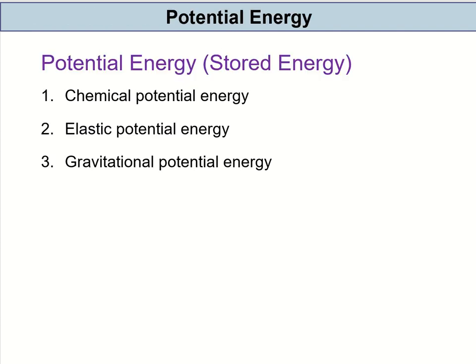So let's focus on potential energy first. Now, potential energy simply means energy that is stored. The energy is stored inside a substance, and the energy can be released when this substance undergoes a certain change. And there are 3 kinds of potential energy: chemical potential energy, elastic potential energy, and gravitational potential energy. We'll look at each of them in detail.